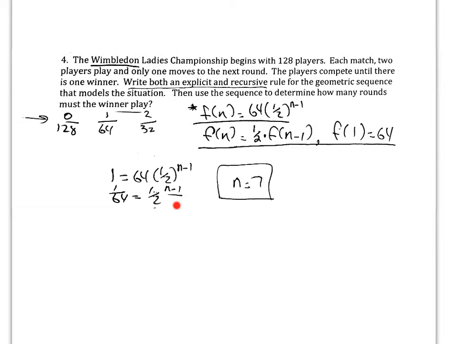Now, when you go to solve the problem down here, like how many matches does a winner play, you need to use the explicit. After the championship round, there's only one person left. 64 was the first term. R is 1/2, n minus 1. So what I did really, I just divided by 64. Then I took my calculator to figure out 2 to what power is 64. The answer is 6, 2 to the 6th power. But because it was n minus 1, it has to be 7.